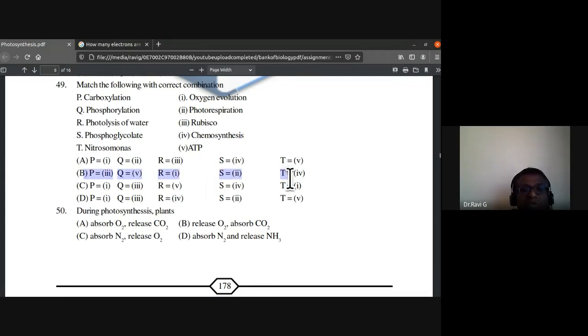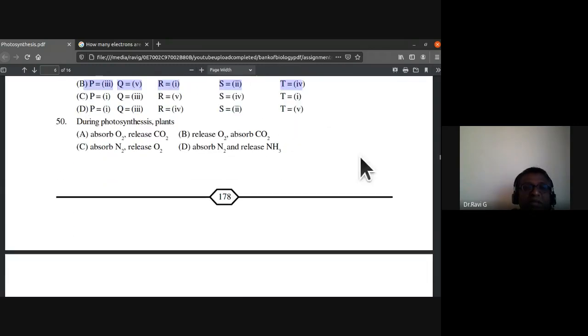S is 2, photorespiration, in which phosphoglycolate is formed. Nitrosomonas, T is 4, chemosynthesis. They bring about chemical synthesis, that is chemosynthesis, not photosynthesis.